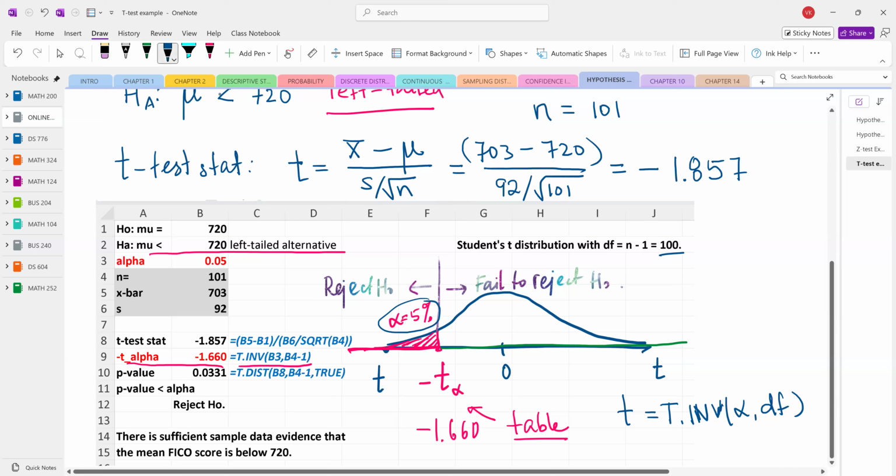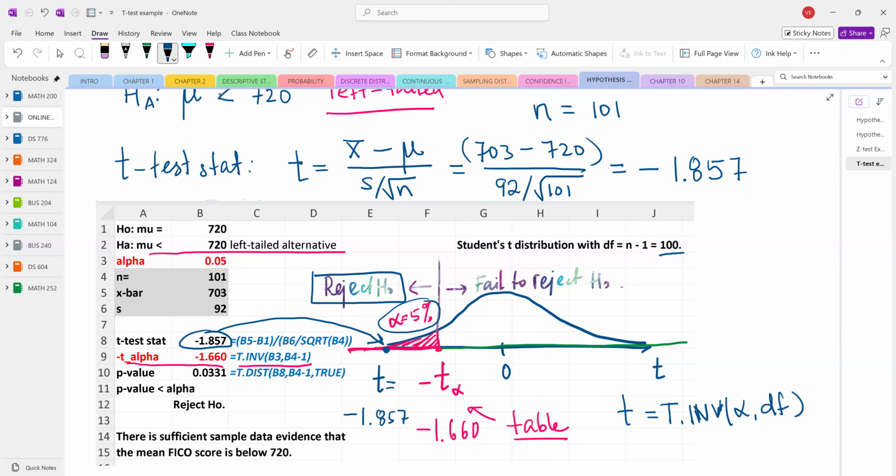Our decision will be dictated by data, with data being present in this summarized form of a t-test statistic. Once we place the t-test statistic on the graph, we see that the test statistic is negative 1.857. So it does fall within the rejection region. Therefore, our decision here is to reject the null hypothesis. This decision was made based on the critical value approach.